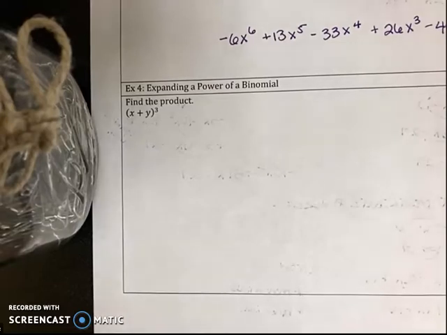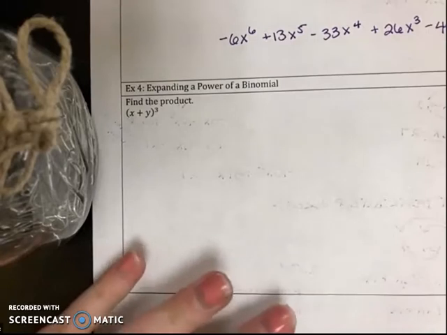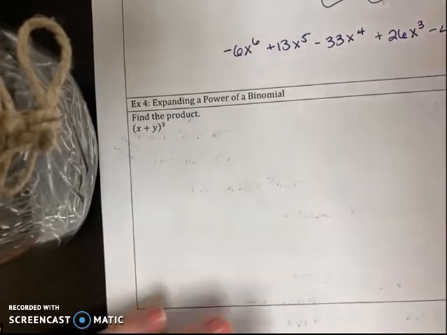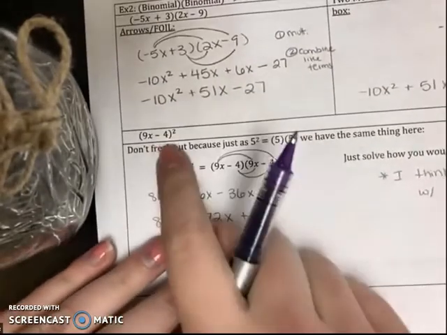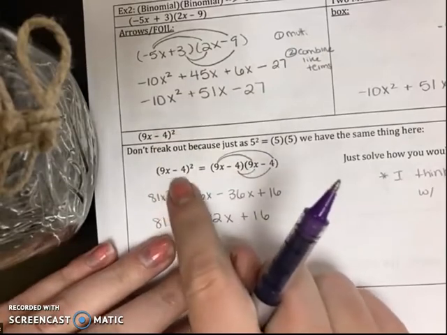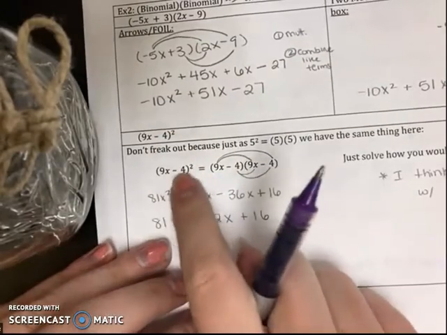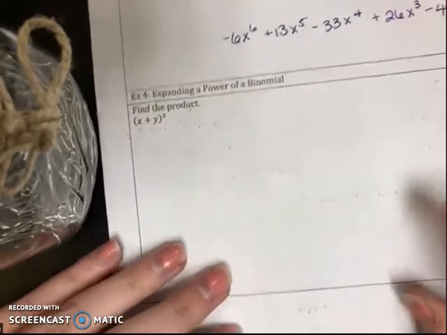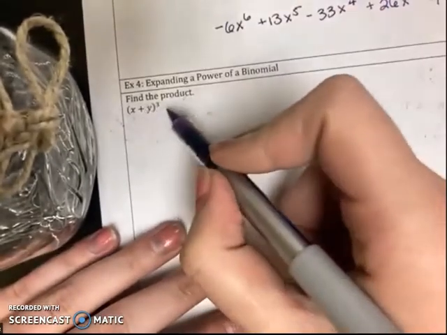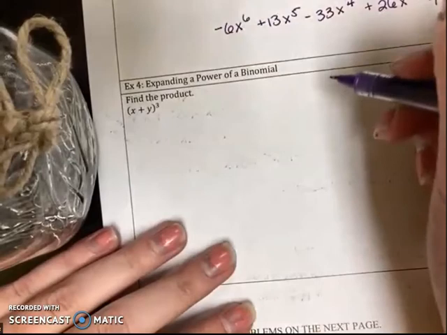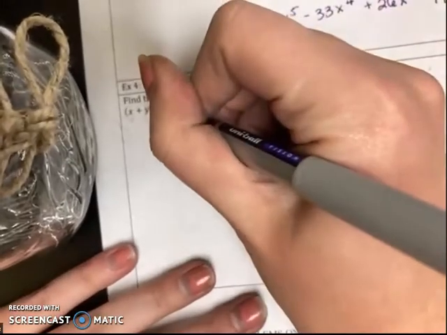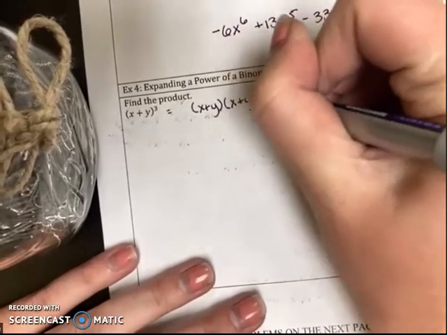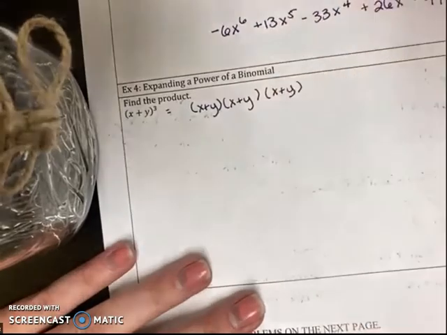For example 4, we are now going to expand a power of a binomial. Remember, we talked about earlier when we have something that's being squared, we cannot distribute the power, but instead we'd have to expand it. So something squared is that something times itself, meaning if we have something cubed, it's that something times itself twice more. So we have 3 binomials being multiplied together. So this is equivalent to x plus y times x plus y times x plus y.